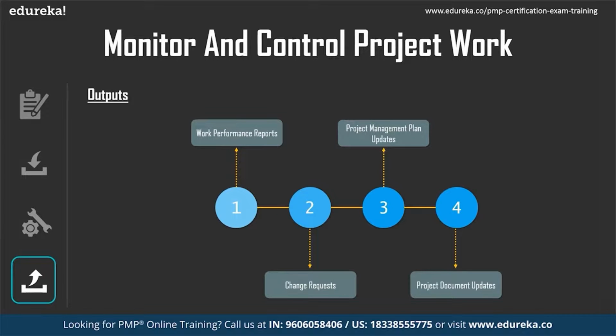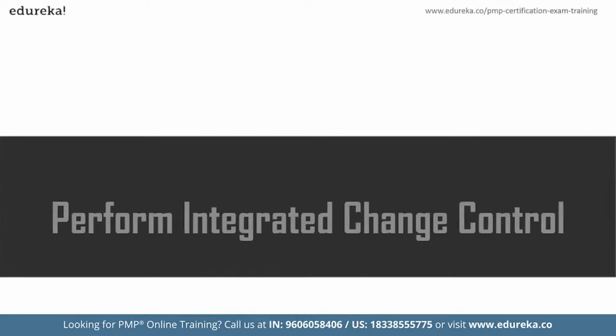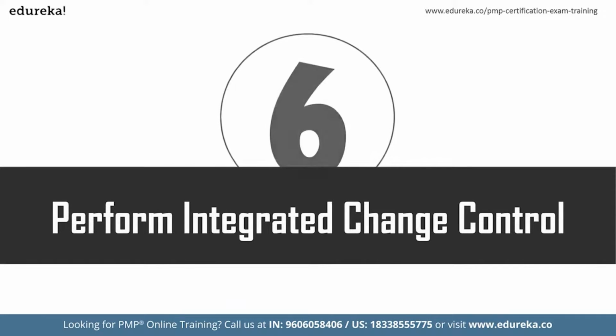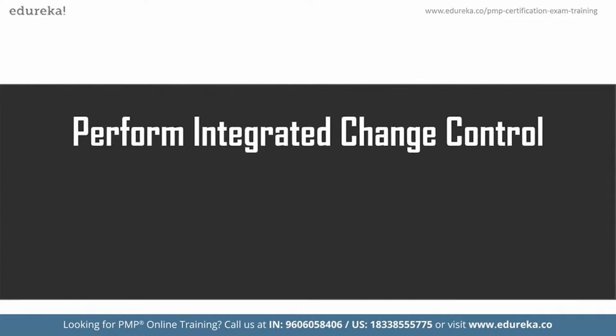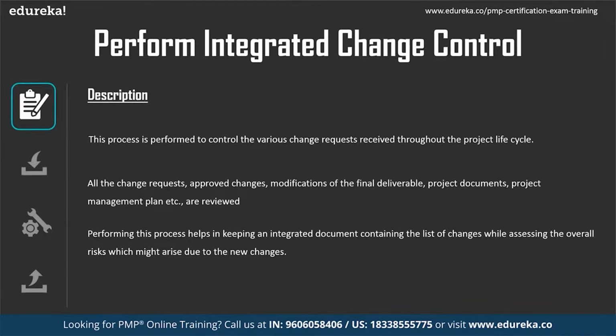Templates of those are defined as part of the plan. A change request is an output because there may be a deviation found while monitoring and controlling the project work. To do the necessary correction of those deviations, a change request would be raised. The next process is perform integrated change control, which takes a change request as an input and checks whether this change makes sense.